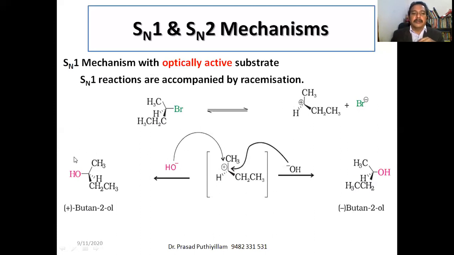So CH3 is on the same plane, OH is away. If I keep a mirror in between, say the central line given here is considered as a mirror, then we can say that butan-2-ol negative and positive look like mirror images. They are enantiomers. They are the equal mixture. If it is there, we call it a racemic mixture, or the process is known as racemization. Therefore, SN1 reactions with an optically active compound give a racemic mixture, or are accompanied by racemization.